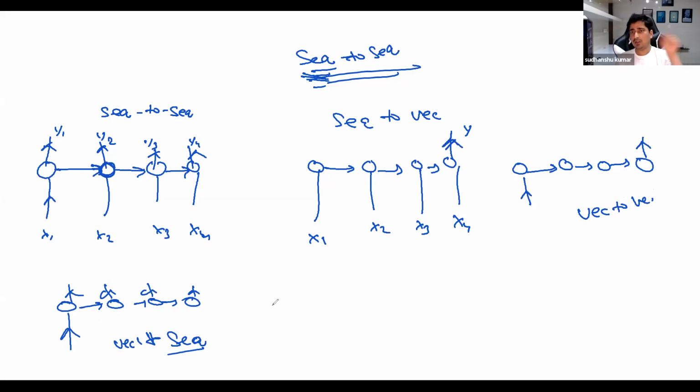Now this small diagram that you are able to see over here represents an entire cell, an entire RNN cell. It can be an LSTM, it can be a GRU, gated recurrent unit, or long short-term memory.